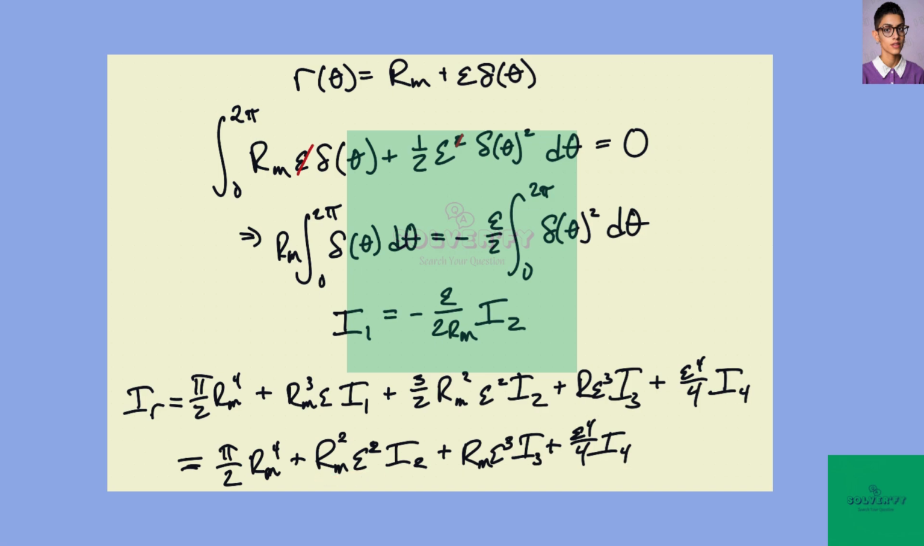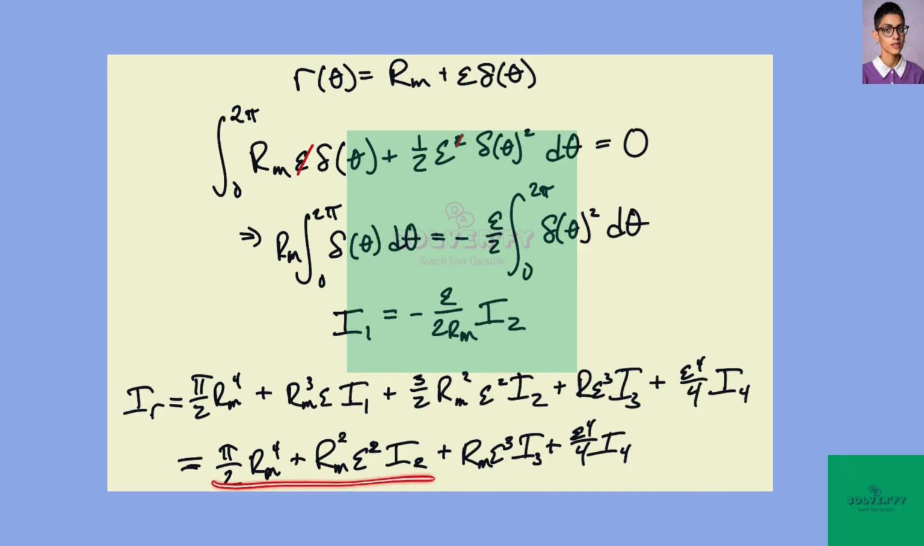And notice that this term has to be positive, because the integral of a function squared over some finite range is positive, because this is always positive. So if you integrate it, you're going to sum up a bunch of positive numbers. So this is positive, this is positive, this is positive.